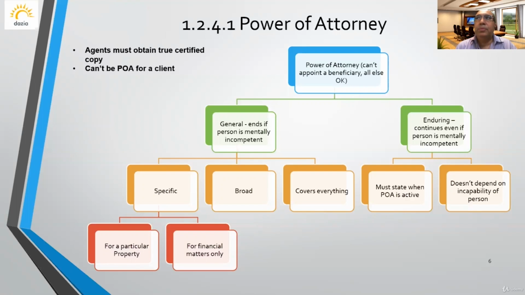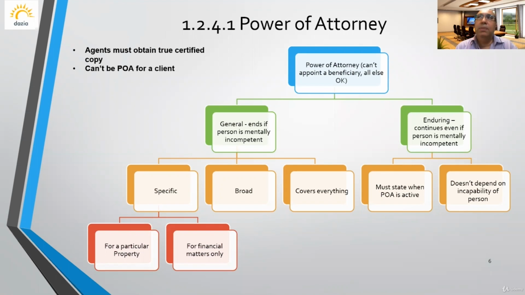So power of attorney for insurance can basically do everything, but they cannot appoint a beneficiary. Everything else is okay. So they cannot say who's going to get the money in an insurance policy, but they can set up an insurance policy for the person.